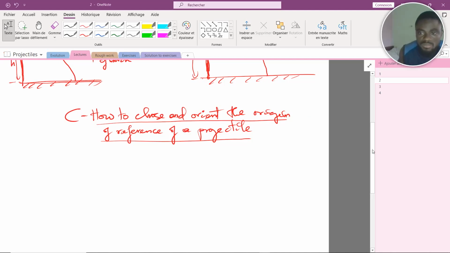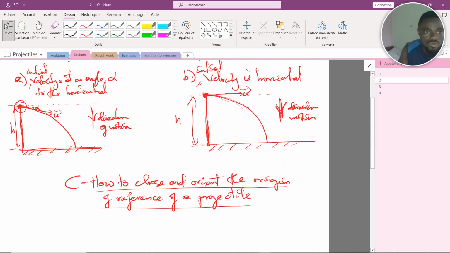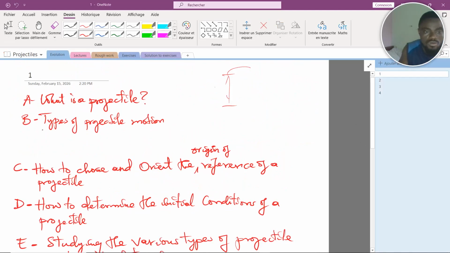Welcome back, Stella. In the previous video, we saw the different types of projectile motion. We basically saw that there were two principal types: vertically upward projection and vertically downward projection. And in each of the cases, we saw two different types.